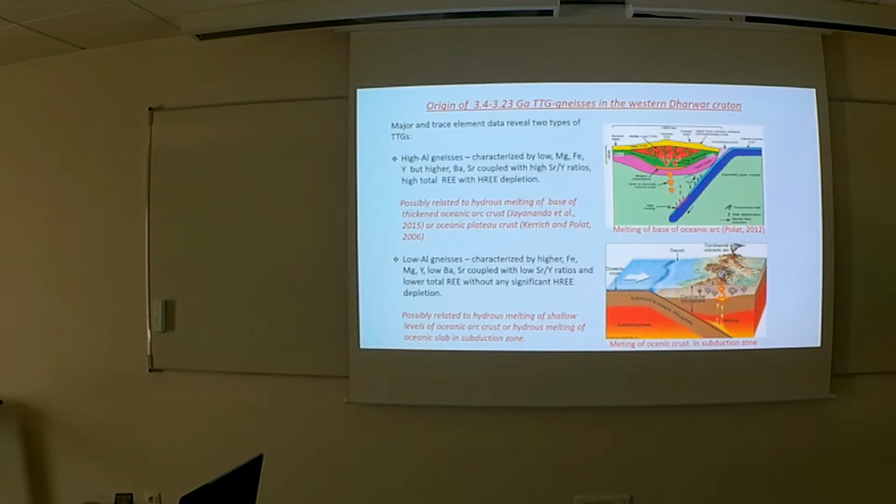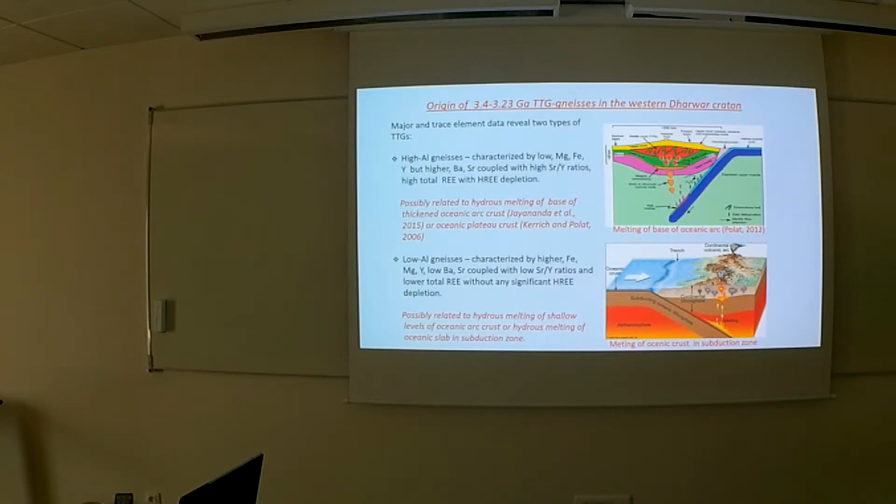And there is very little plagioclase left in the residue. On the other hand, the low Al gneiss is characterized by higher Fe, Mg, and yttrium, low barium and low strontium, coupled with low strontium-by-yttrium ratios, and their REE content is also low without any significant HREE depletion. These characteristics we interpret in terms of derivation by melting of arc crust at a shallow level, where garnet has not played an important role.